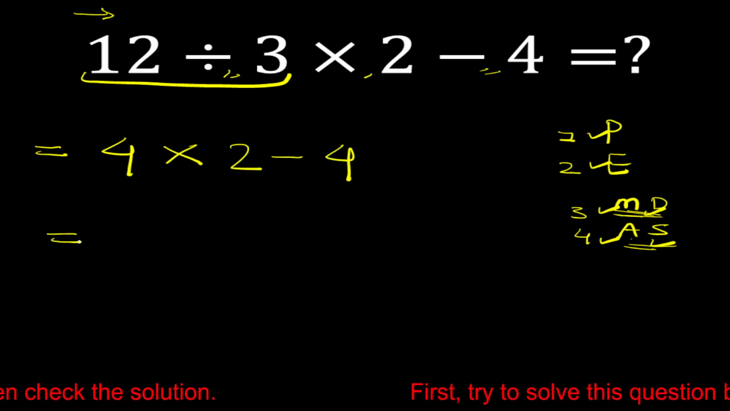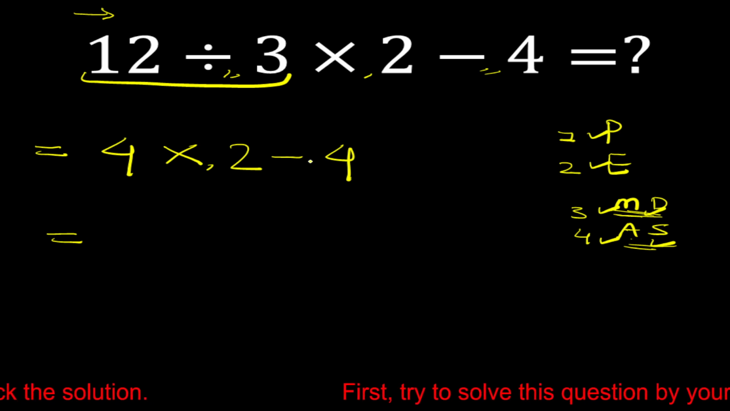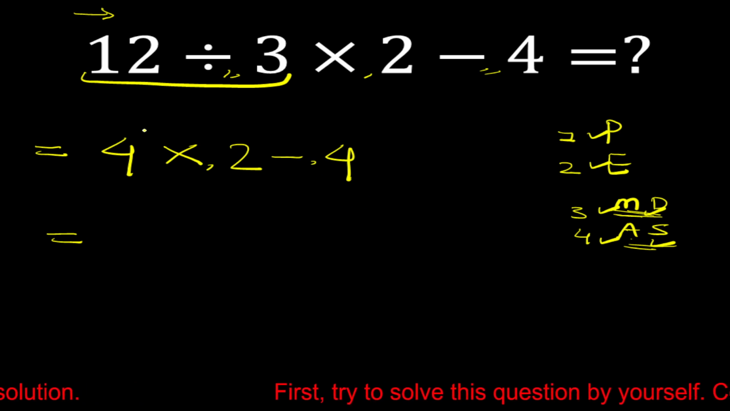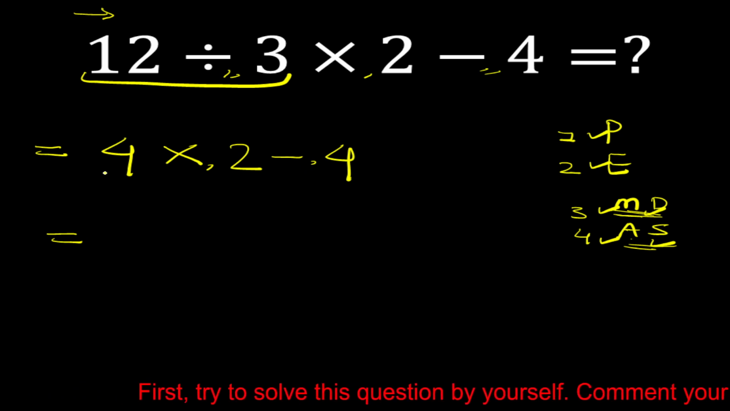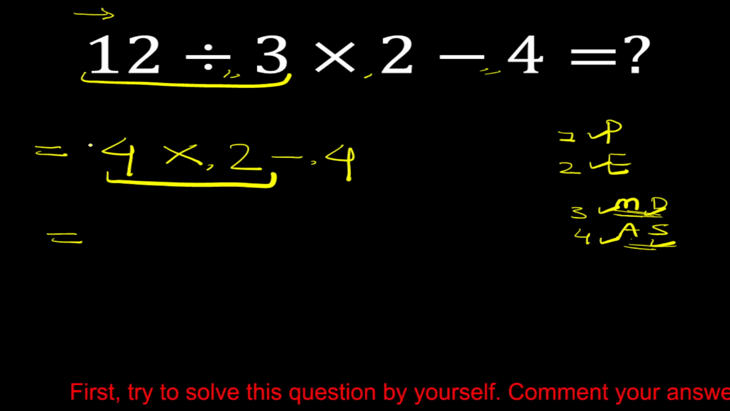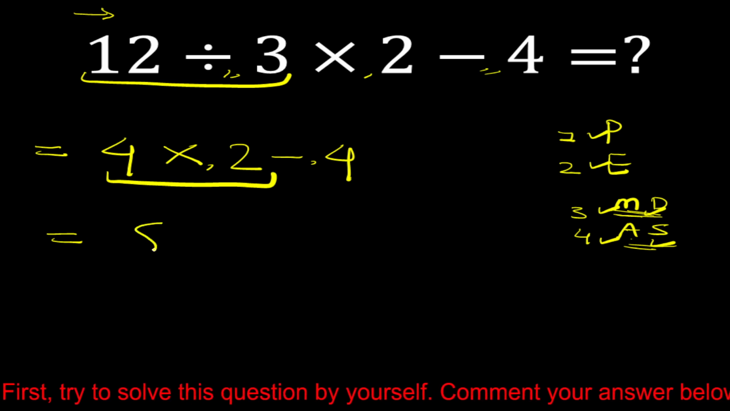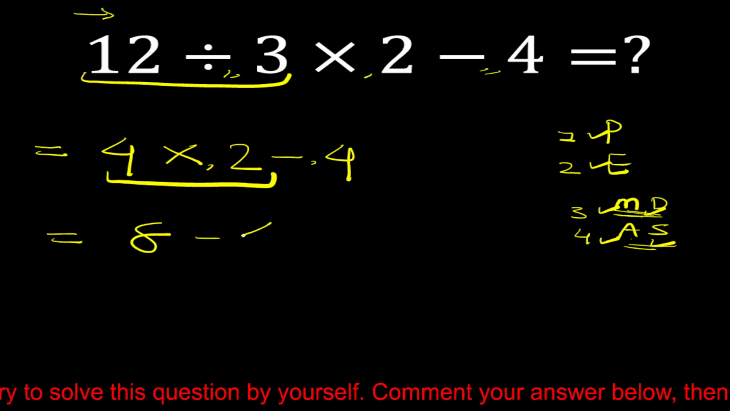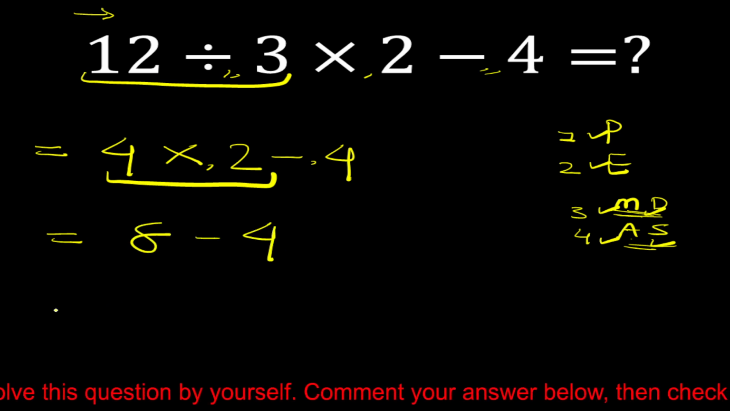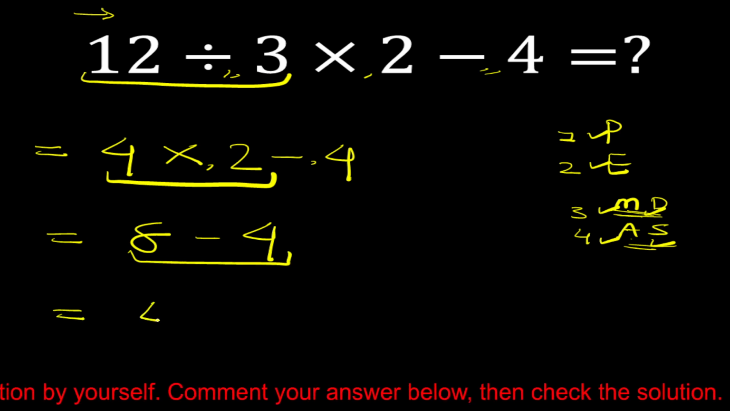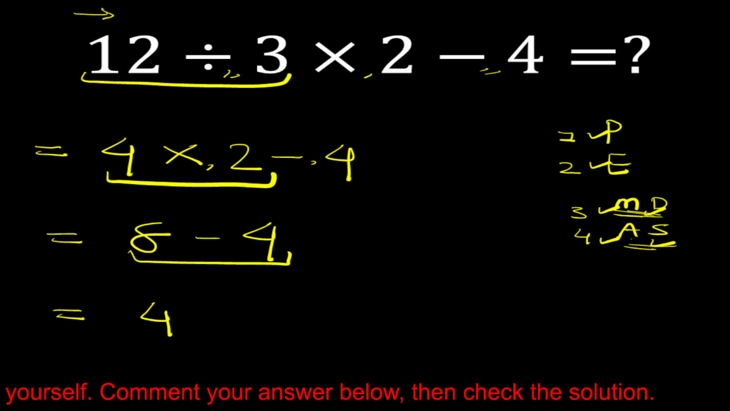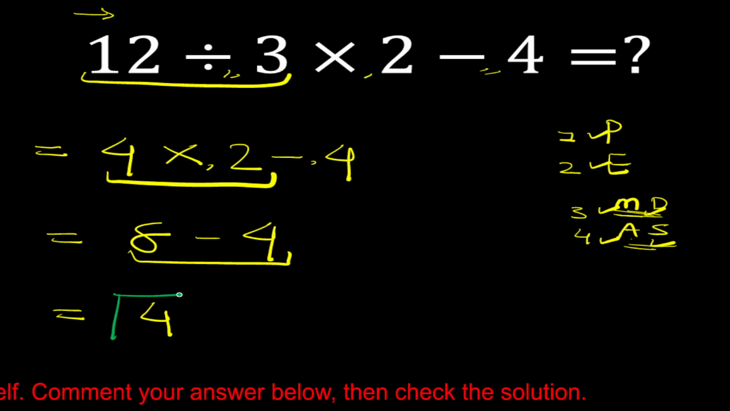Okay, now here is one multiplication, here is one subtraction. So multiplication is first priority, then we have to solve subtraction. Okay, so first we have to multiply this part. So 4 multiplied 2 is equal to 8. 8 minus 4. Now 8 minus 4 is equal to 4. So the correct answer is 4.